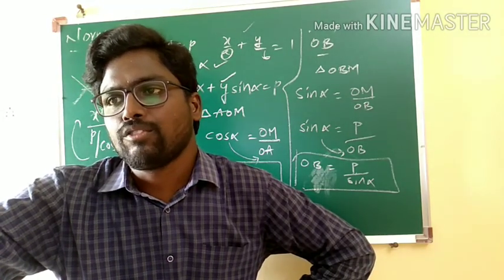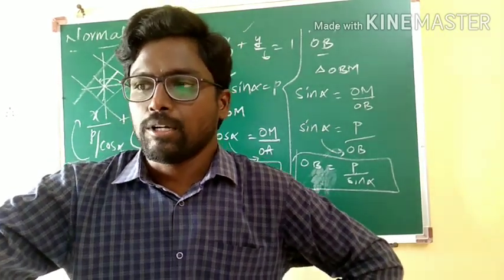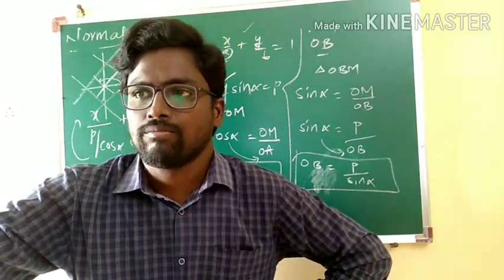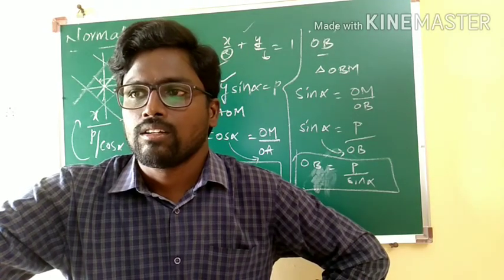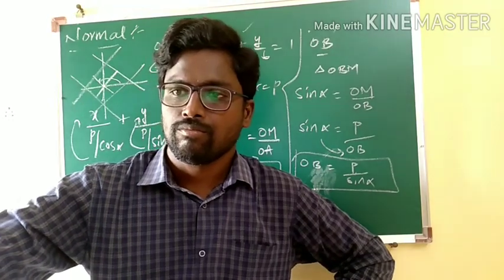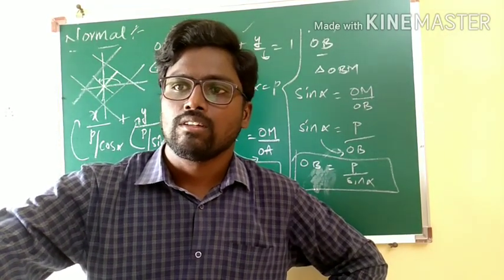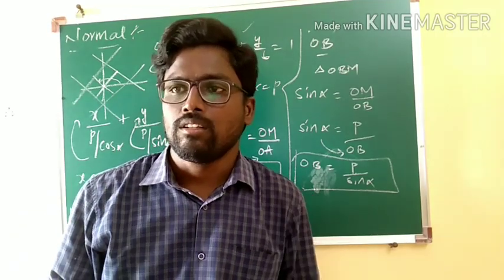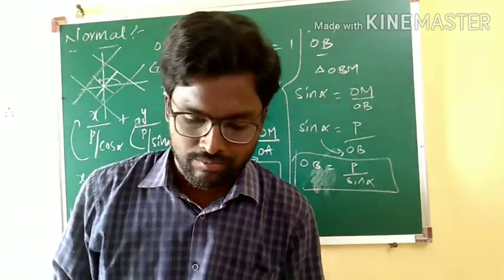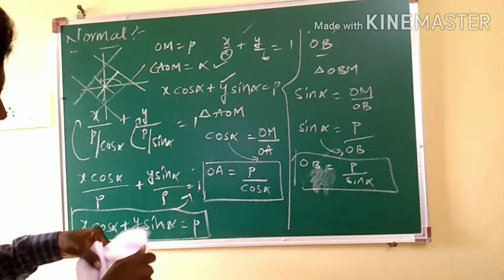And the perpendicular from the origin to the line makes an angle 45 degrees with the positive direction of x-axis.